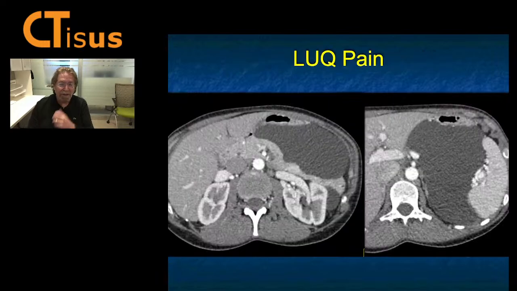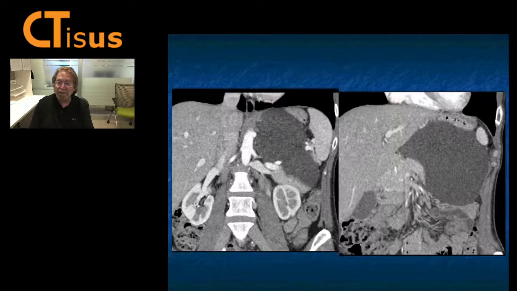Okay, another patient, left upper quadrant pain. This is a low density mass. It almost looks a little less dense than water, but it's well defined and it's pushing stuff. It pushes the pancreas, it pushes the spleen, it pushes the stomach. I'll give it to you again. You can see it here. It's pushing everything, filling in the space.